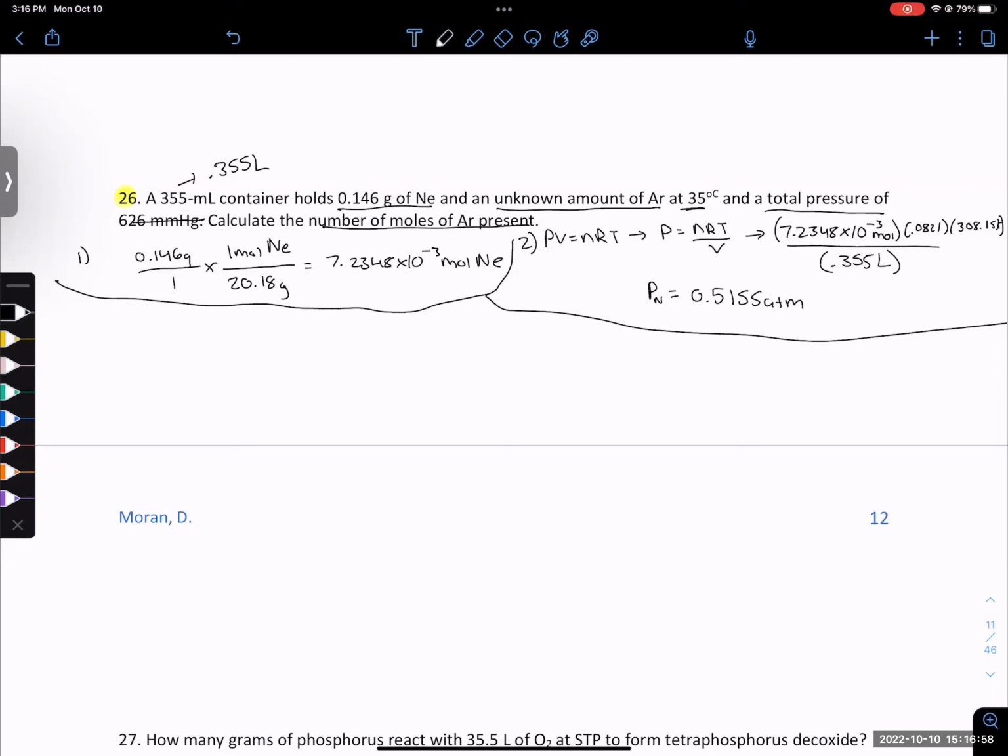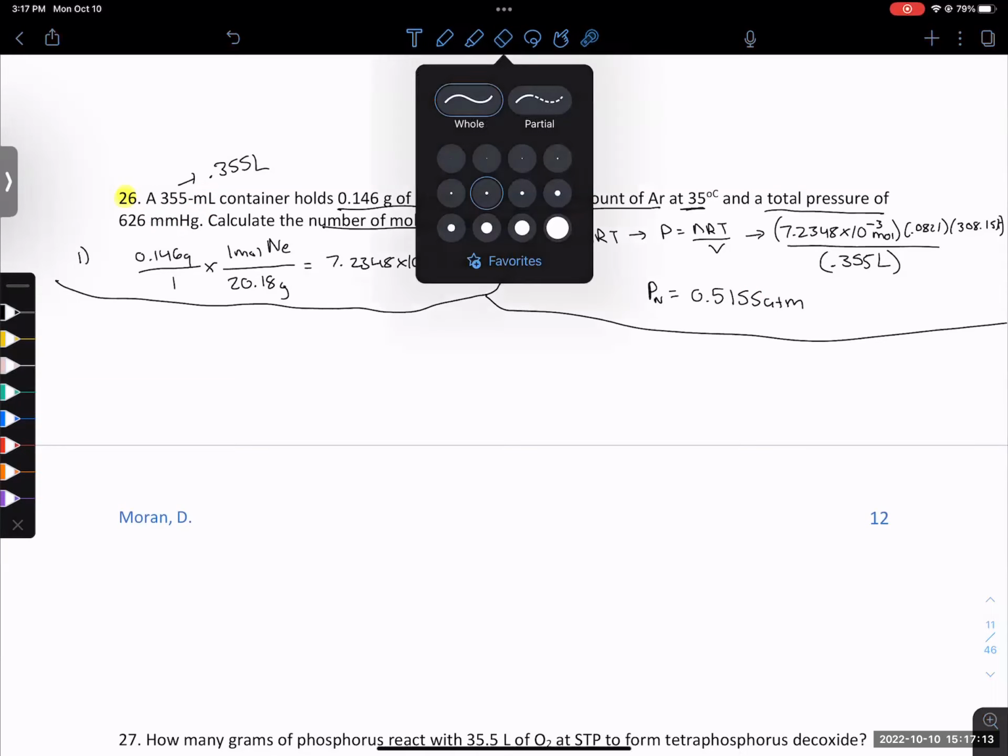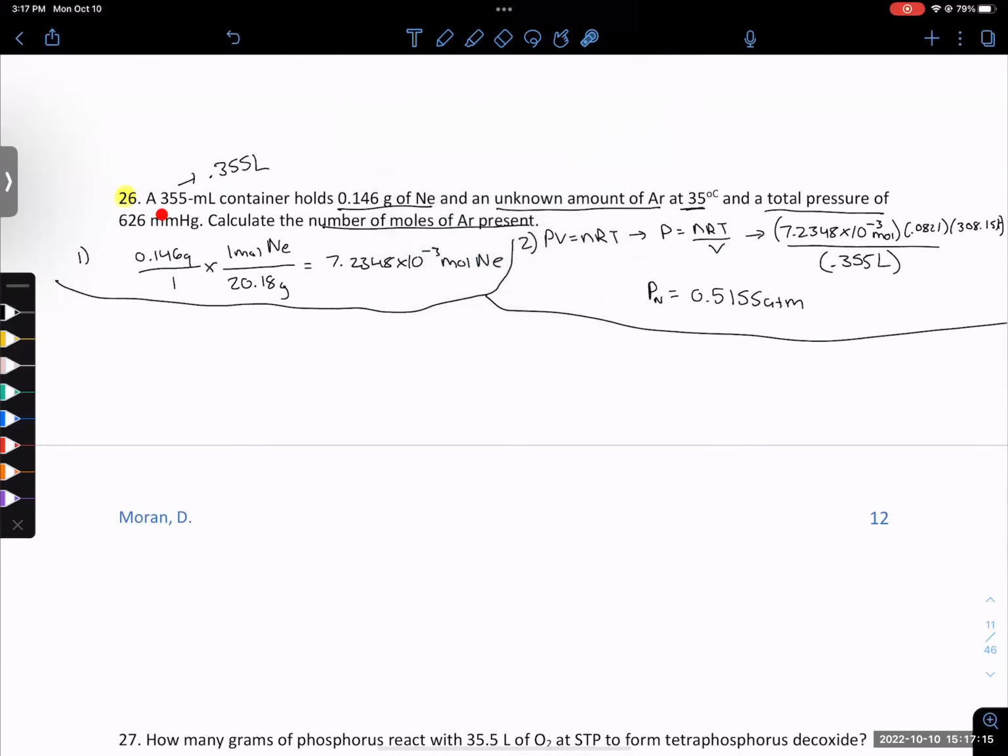What we need to do is convert this pressure. We could either convert it to millimeters of mercury, or we can convert it to atmospheres. And I choose to convert this to atmospheres, with the conversion of 760 millimeters of mercury for every 1 atmosphere. So you divide 626 by 760.